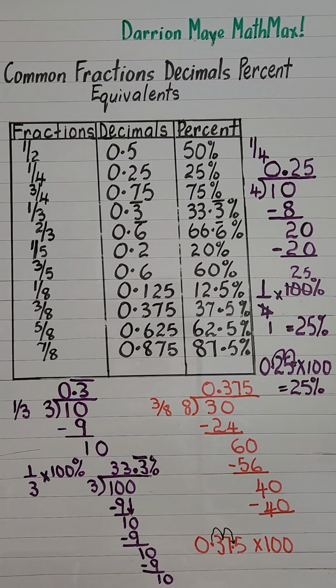And as you can see, we have also done the same thing for 3/8, which is equal to 0.375, and it's equal to 37.5% because we multiply 0.375 by 100. We move the decimal point 2 places to the right, and the decimal point moved from in front of the 3, and it's now between the 7 and the 5, and that will give us 37.5%.